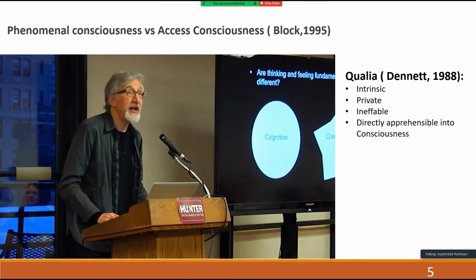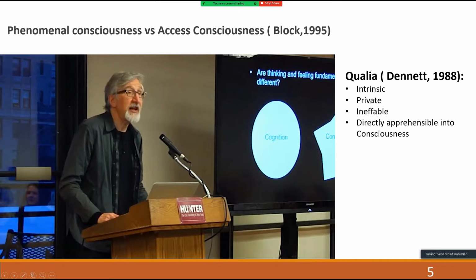But it brings us to the topic of qualia, which refers to the building blocks of phenomenal experience, phenomenal consciousness, which have the property of being intrinsic. They are private, they are ineffable, meaning that no matter how great you are at describing things, you cannot describe your phenomenal experience completely to another human being. And also they are directly available to consciousness. Just to mention, I'm citing Dennett here, but he doesn't list these qualities to cuddle with them. He actually tries to dismantle them one by one in his paper called Quining Qualia.